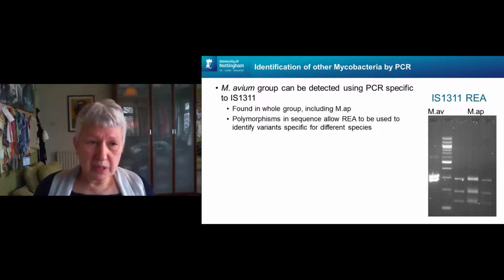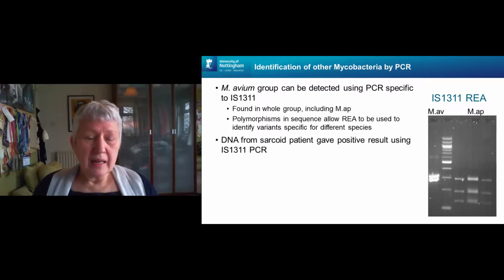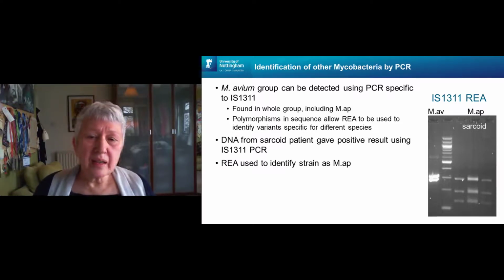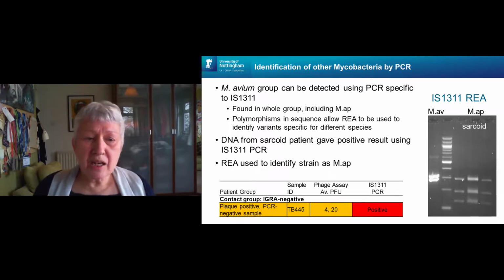And we got a positive result. Now, this DNA, IS900, has polymorphisms, which you can detect using restriction enzyme analysis. And when we did this, the samples from the humans, the sarcoid patients, gave the pattern that is associated with paratuberculosis. So we changed our one sample that gave plaques to positive for IS900 and identified it now as being a patient that was infected with paratuberculosis.